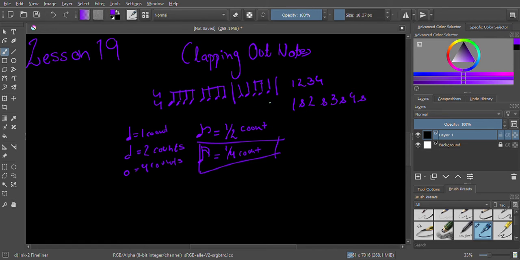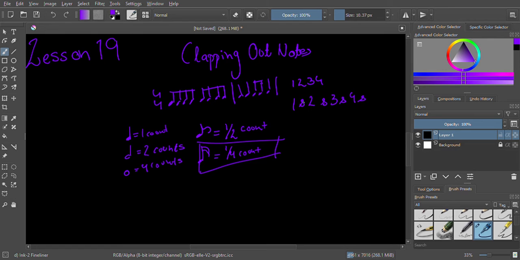1 and 2 and 3 and 4 and 1 and 2 and 3 and 4 and. So once again, I'm sustaining the quarter note for 1 and, 2 and, because this is one count. I've split that 1 into 1 and. I only sustain the eighth notes for 3 and 4 individually. Why? Because those are each worth half a count. That's what we've done by doing it like this. And as you can see, it makes it much easier for me to count its notes.